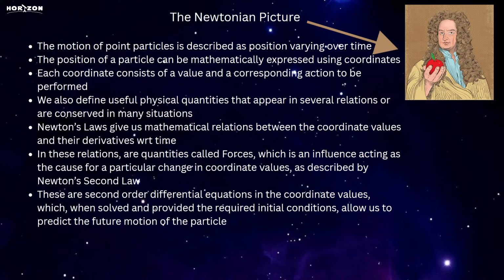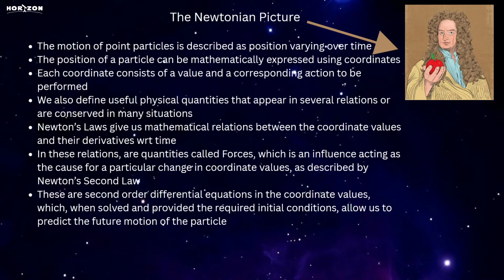So Newton's laws give us these mathematical relations between the coordinate values and their derivatives with respect to time. In these relations, our quantity is called force, which, as I mentioned, is nothing but an influence acting as a cause for a particular change in coordinate values, as described by Newton's second law. Then there are second order differential equations in the coordinate values, which, when solved and provided the required initial conditions, allow us to predict the future motion of the particle.